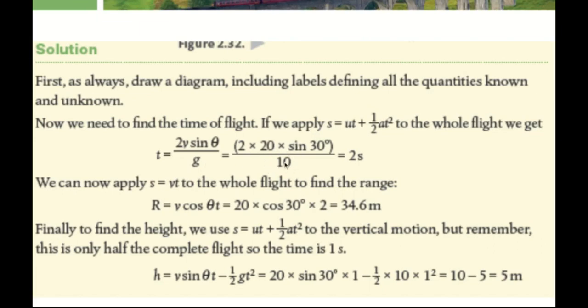He used 10 in his solution, but that's fine. And we would find out that time is 2. Once we have time, it's easy peasy. Now we just plug in the range, and now we solve for height, which would be 5 meters.